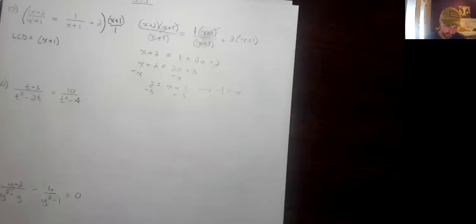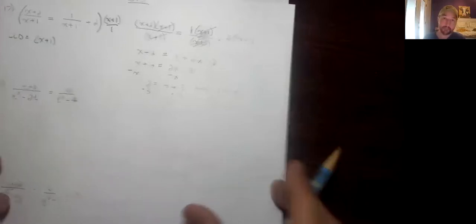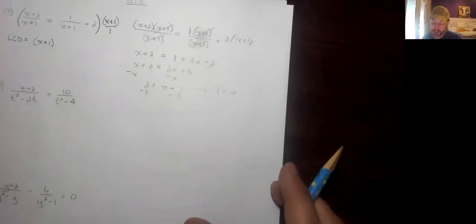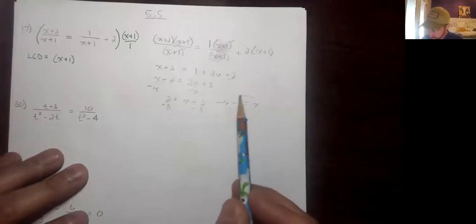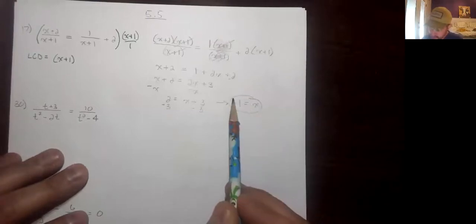However, what you'd notice if you did number 17 already, and you got negative 1 and looked and it said no solution, and you were confused because I hadn't done this lecture yet: x equals negative 1 is my only possible solution.